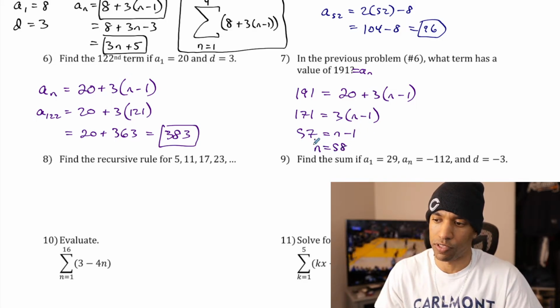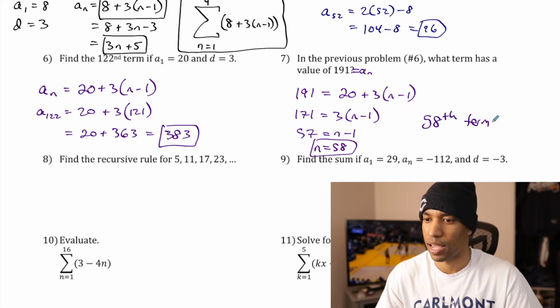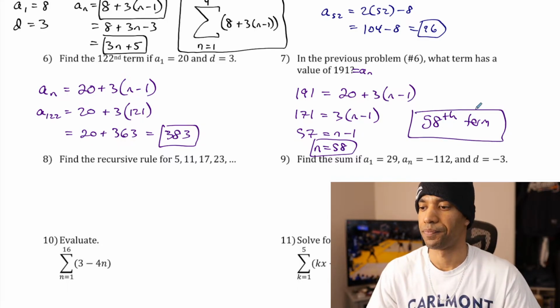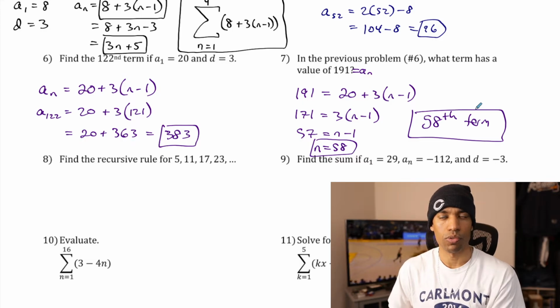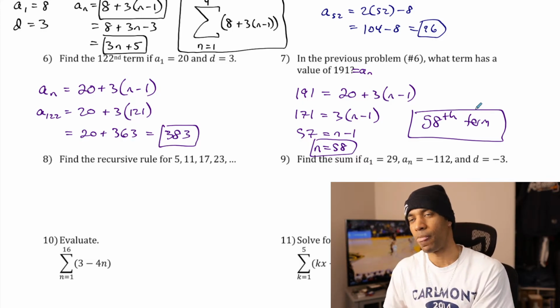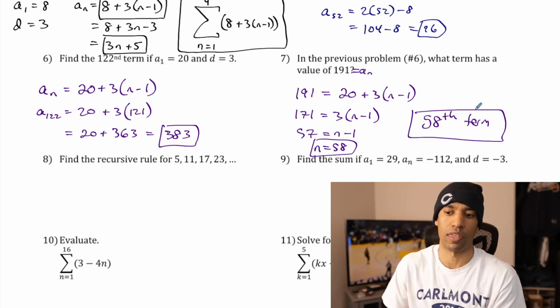N equals 58. That is the 58th term that has a value of 191. So sometimes you substitute for n. More times than not, you seem to figure out the value for that specific term. And sometimes you're given the value and you have to find the term associated with it.